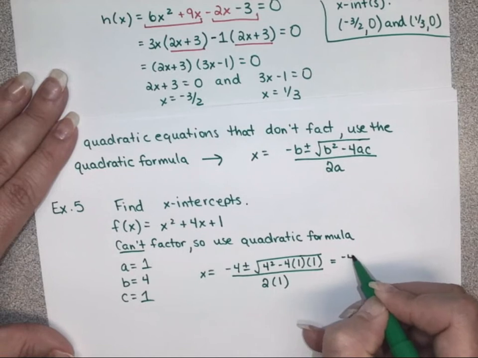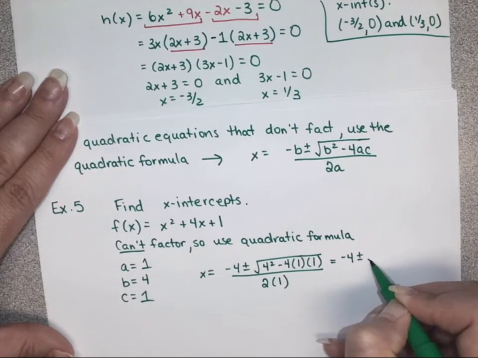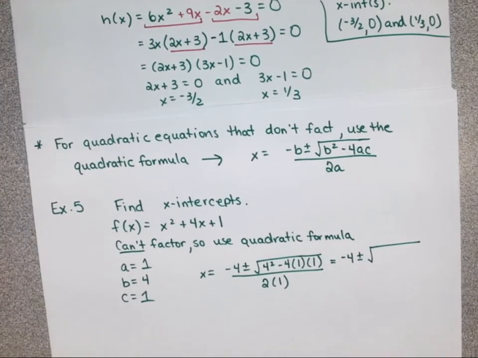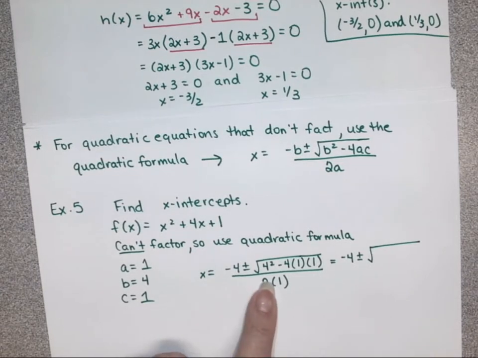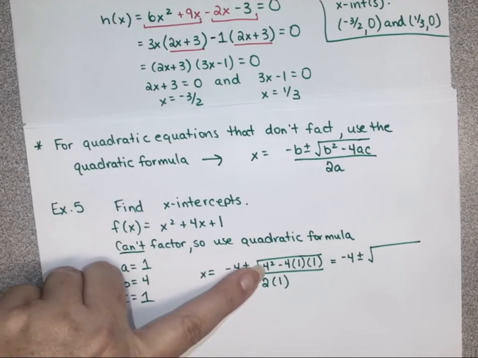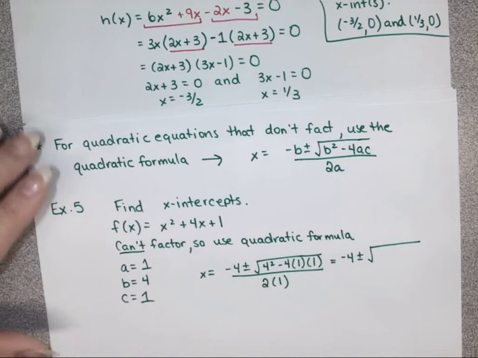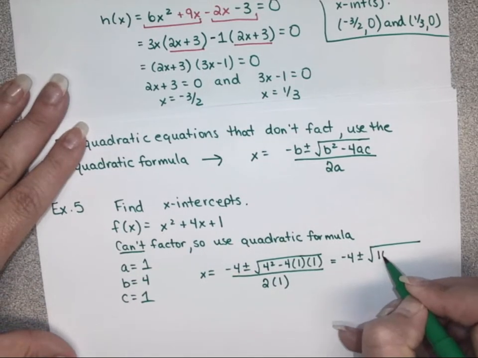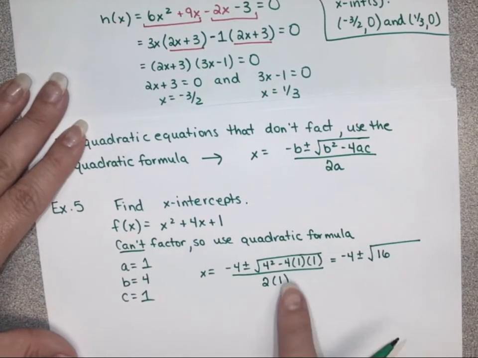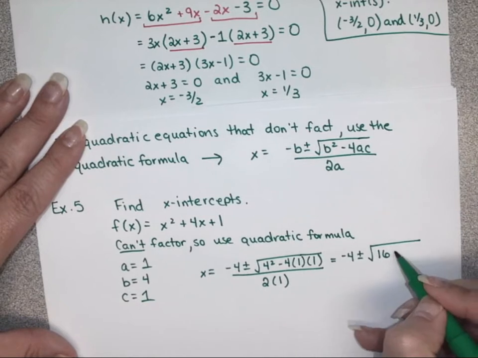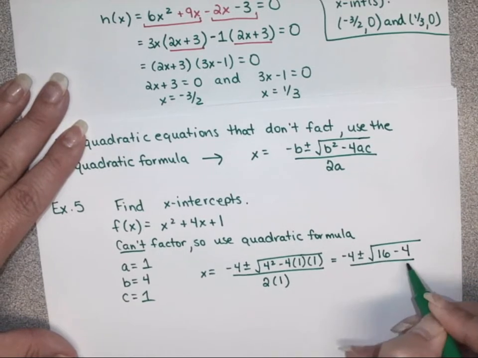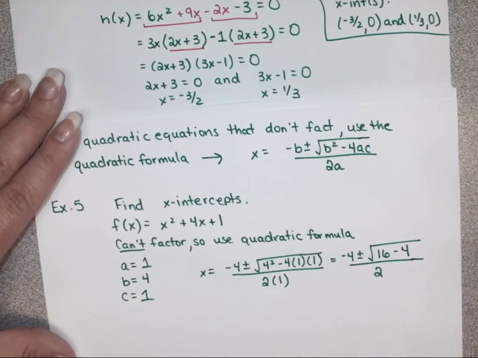So that's going to look like negative 4 plus or minus the square root of, because I need to do which part of this first? I have a whole bunch of steps, but which step should come first according to the order of operations? The squared should come first, right? So 4 squared is what? 16. 4 times 1 is just 4. On the bottom, I just get 2.